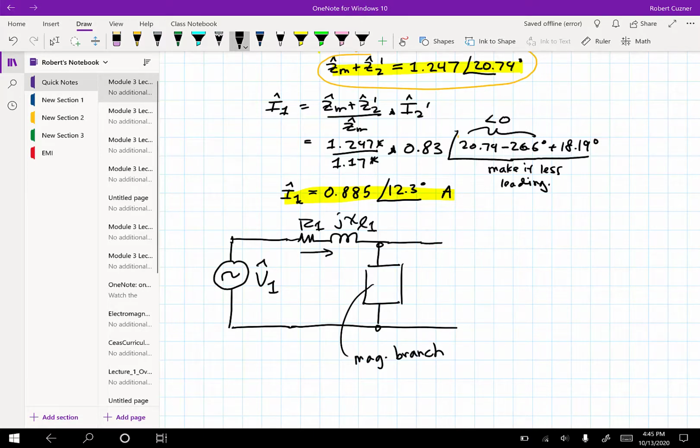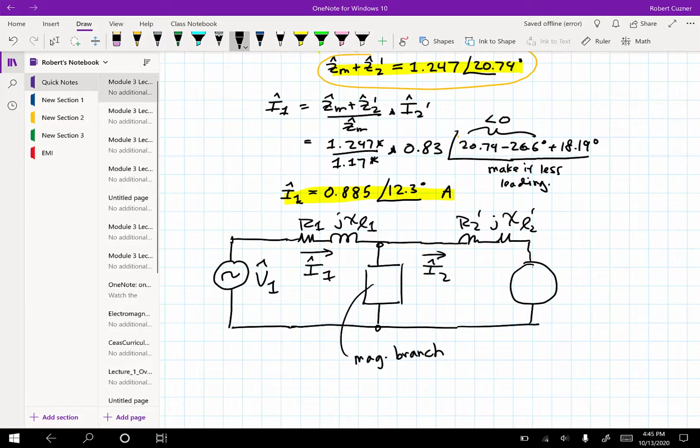So, we already know the current here, and it's different than the current here. We've got a drop across the secondary side impedances. And we know that our voltage on this side of the load, we know what it is. It's V2 prime, right? So that is equal to 120 at an angle of 0.